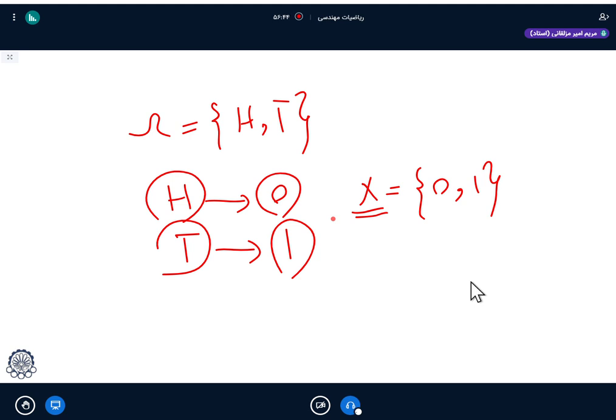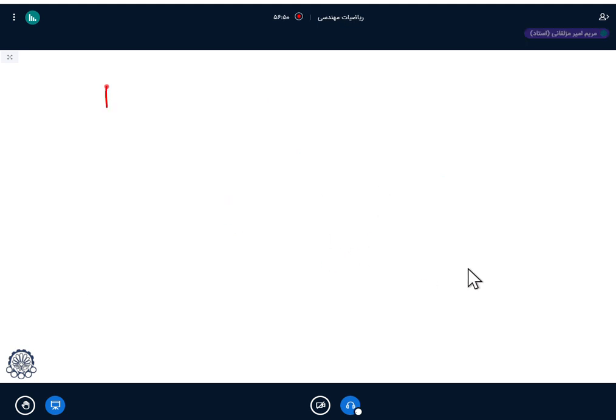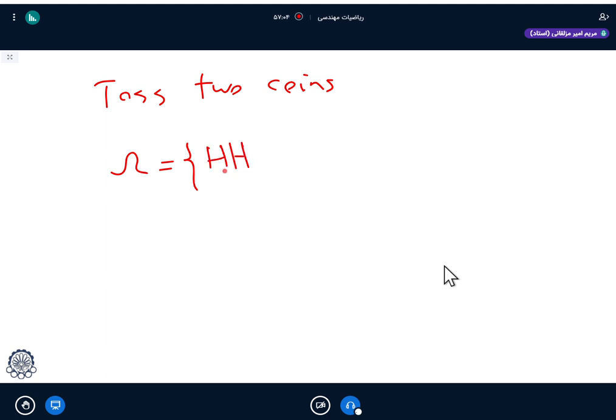Another example: suppose that we toss two coins. When we toss two coins, our sample space is like this. Head, head, meaning the first coin is head and the second coin is head too. Head, tail, tail, head, and tail, tail. In this random experiment, our sample space has four members.